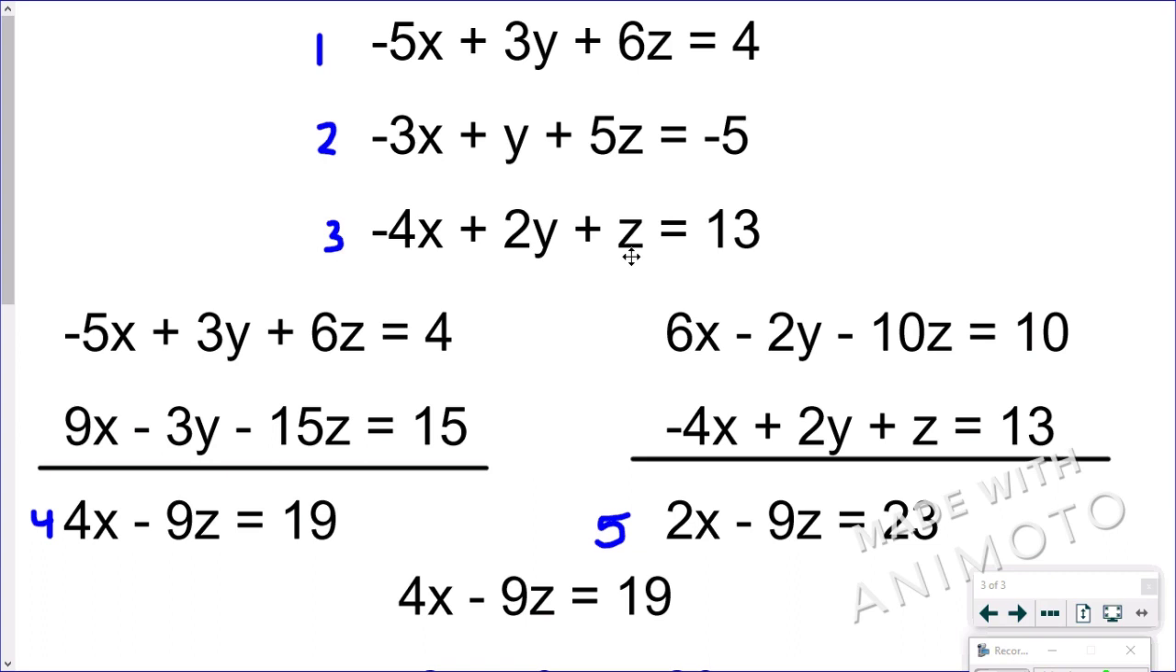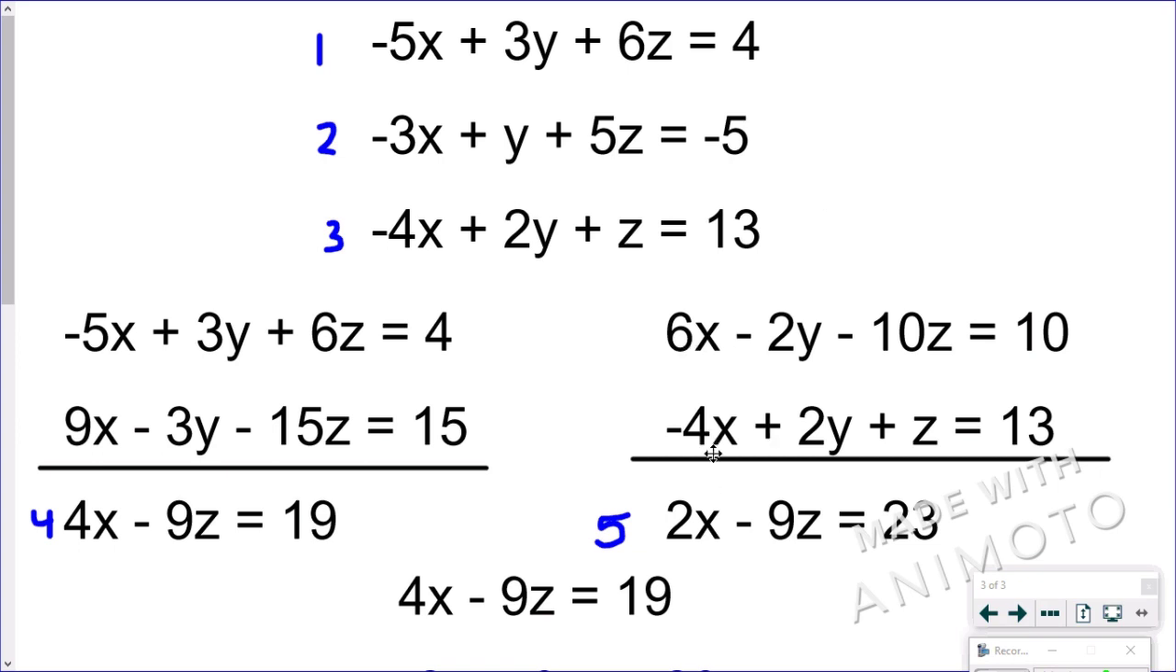So I paired what looks like 1 and 2 together to eliminate the y's. For these two, I had to multiply the second equation by -3. So that's where the 9x minus 3y minus 15z equals positive 15 came from. I added those together. 4x, the y's canceled, -9z equals 19. And then here, I paired 2 and 3 together. Again, I multiplied equation 2 by -2 in order to get the y's to cancel. So I got 6x minus 2y minus 10z equals positive 10.